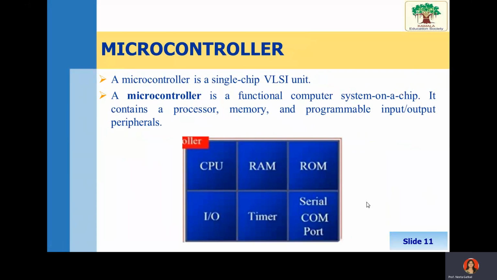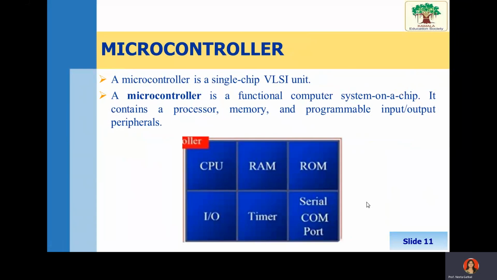It contains a processor, memory, and programmable input output peripherals. So basically, this is again a single chip. And if you compare this microcontroller with the processor, you may get an idea about what the main difference between processor and controller is.